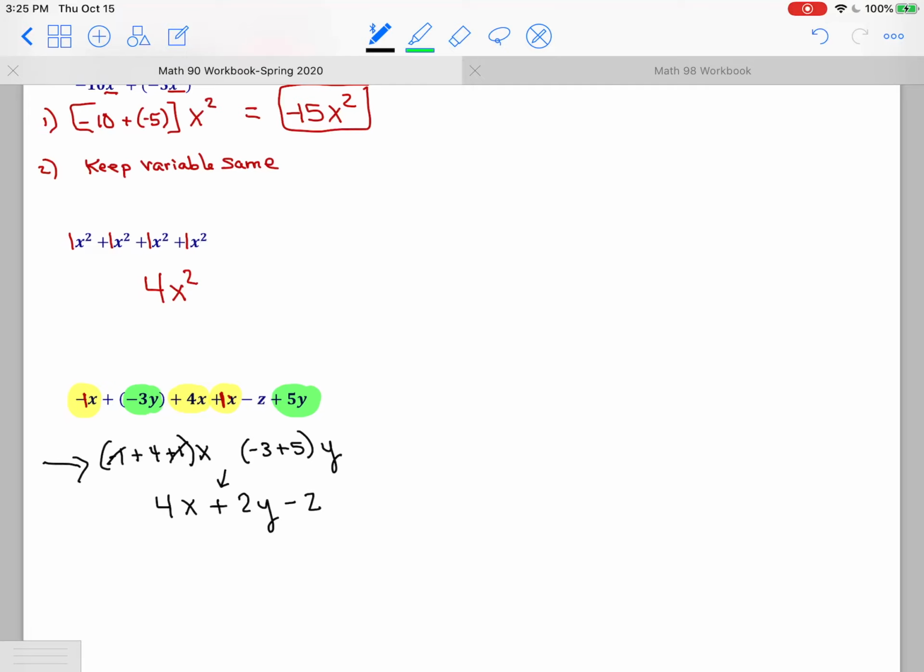And we haven't finished up because we have to get that z in there. Now we're done because x's, y's, and z's are all different terms. They're different animals, so we just leave it like that. Even though it kind of doesn't feel done, it is simplified.